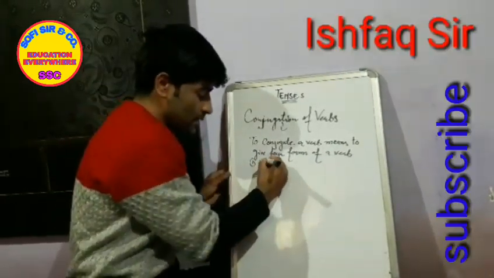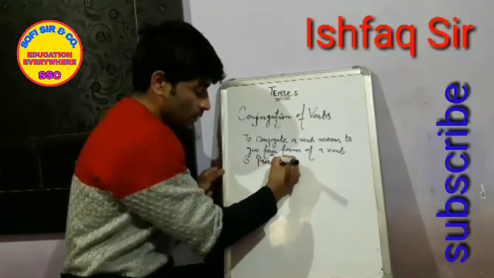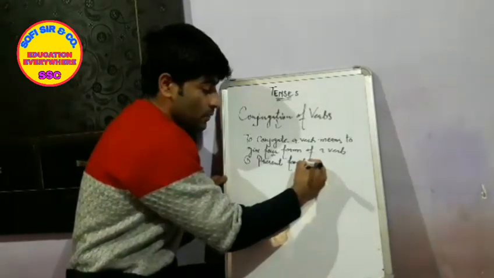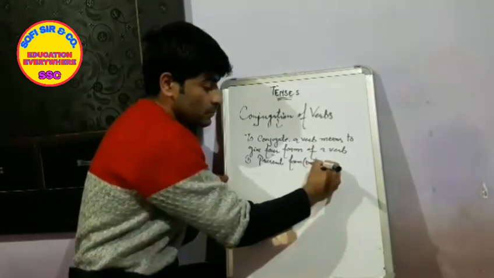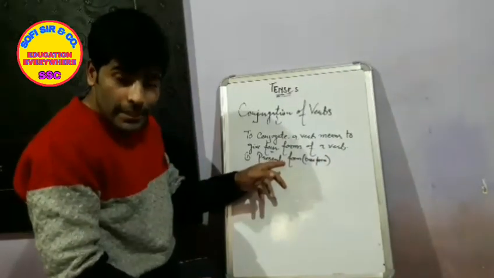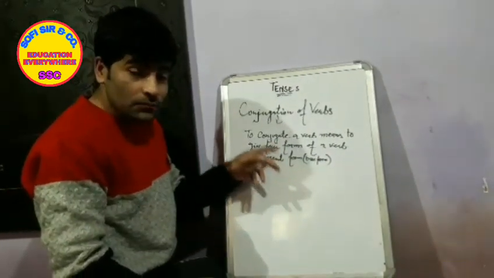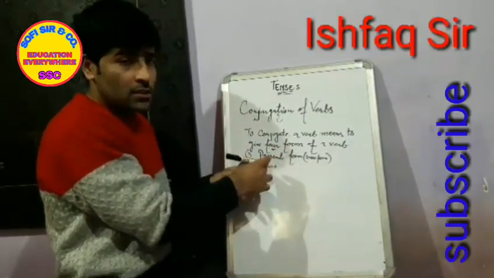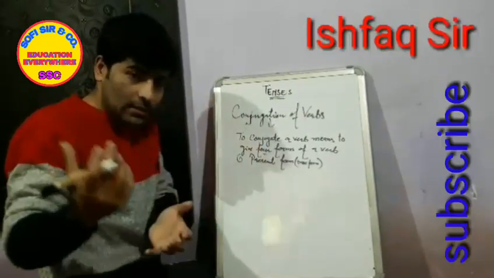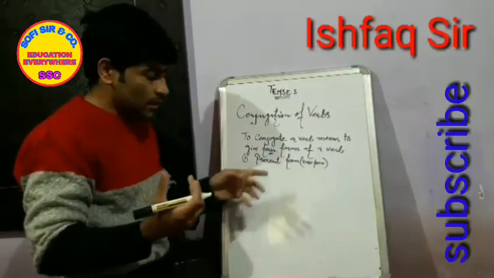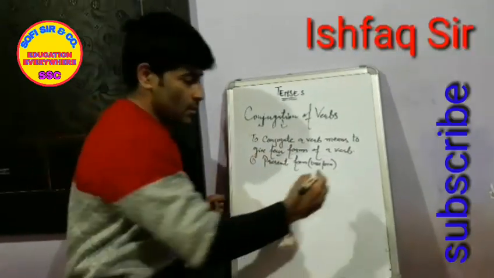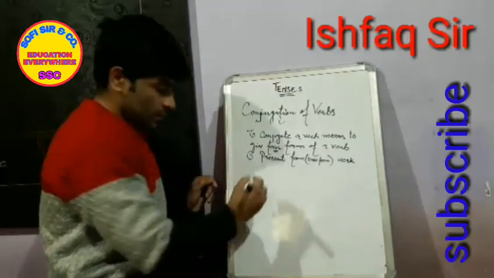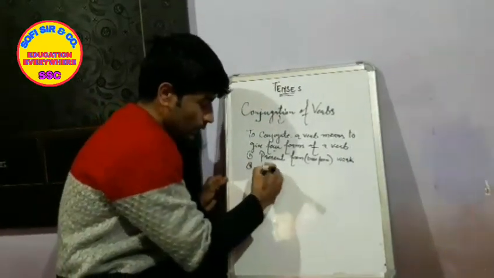The first form is known as the present form, also known as the base form. Why is it known as the base form? Because all the three next forms are formed from this verb. That's why it's known as base. It is the base of the other three forms. Say for example, work. Now the second one is the past form.